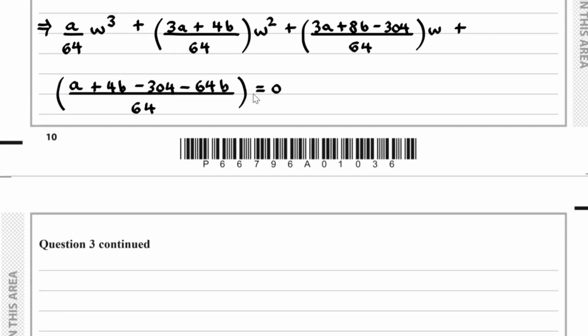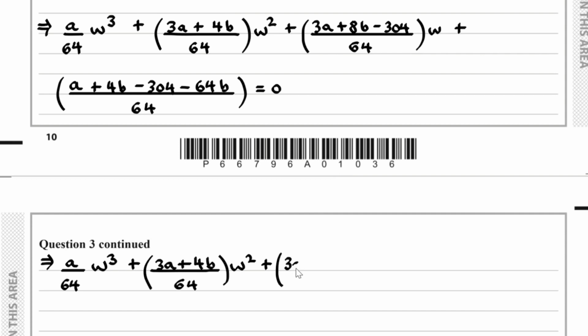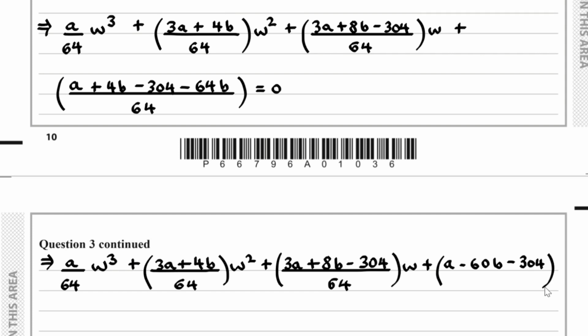Now, if we tidy all of this up even further, we have a over 64 w cubed plus 3a plus 4b over 64 w squared, and then we add on 3a plus 8b minus 304 over 64 w, and then here 4b minus 64b, that's minus 60b, so we add on a minus 60b minus 304 over 64, and this is all equal to 0.